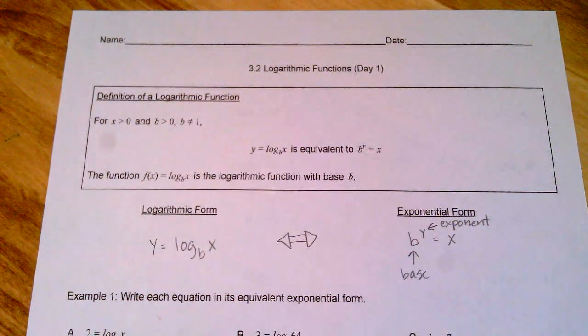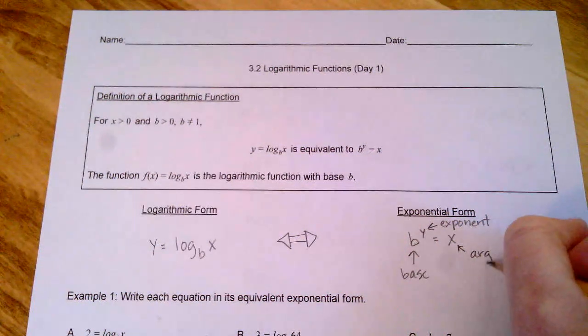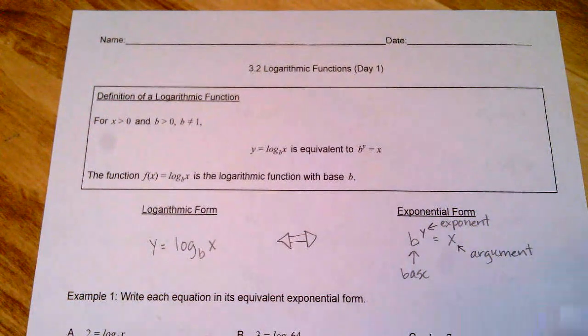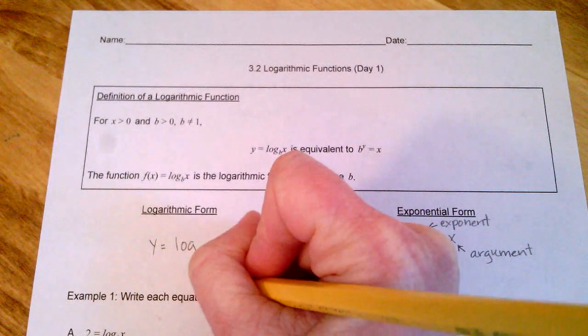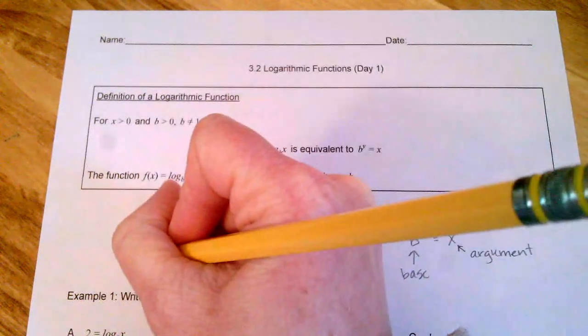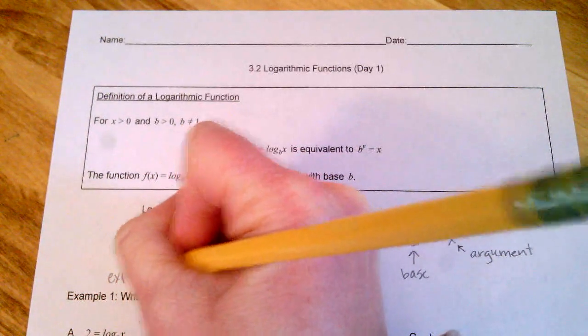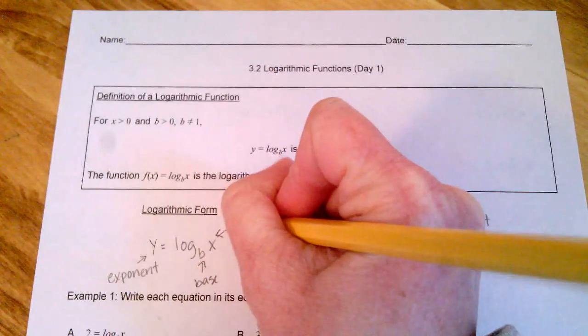And the new word that we're going to start using is x is going to be called our argument. Okay, so over here, the variables stand for the same thing. B is our base, y is our exponent, and x is our argument.